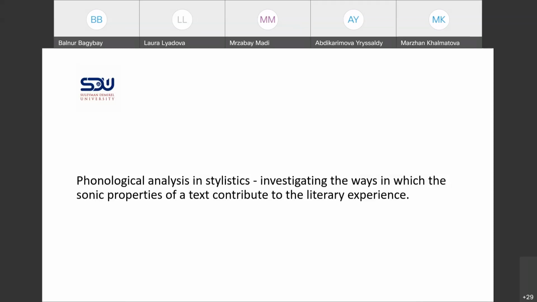And we are looking at these terms in order to analyze how these stylistic phonological devices make our reading experience better, and how we can make better texts, not only creative, but also oral texts, and how we can make our speech better through the usage of these kinds of devices.